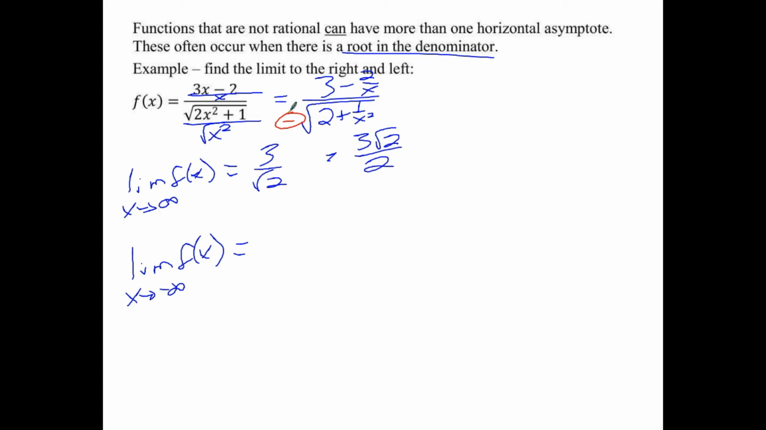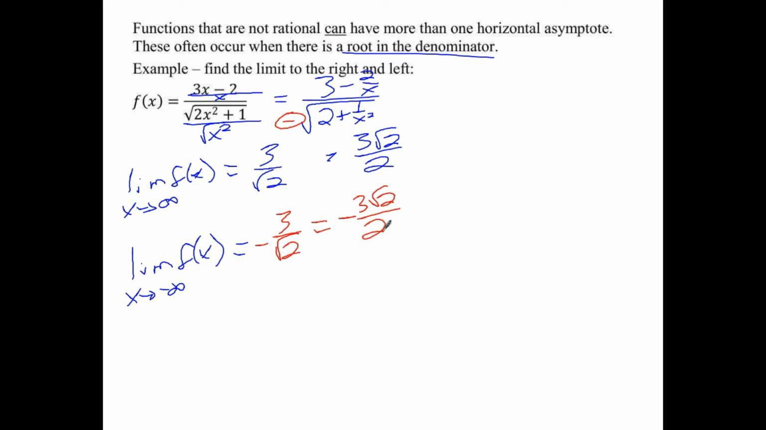What does that do to my result? Yeah, it just basically changes the sign. It doesn't change the fact that I got a square root of 2 in the denominator, but now it makes it negative. So what's my result? Negative 3 over square root 2, which becomes negative 3 root 2 over 2. So I have two horizontal asymptotes here. One at positive 3 root 2 over 2, one at negative 3 root 2 over 2. And if I graphed this, I would see two horizontal asymptotes.